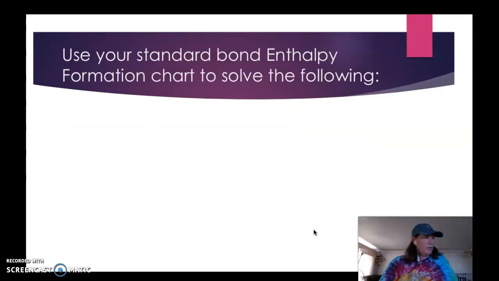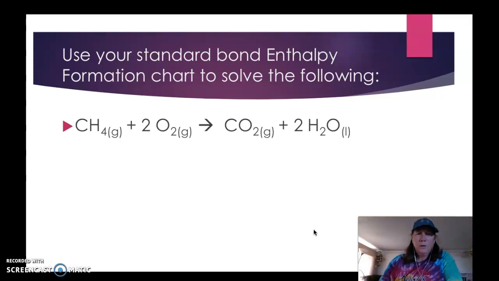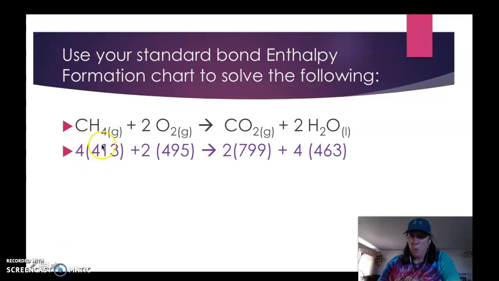This is the chart using your bonds. If you remember these, you should have that chart somewhere. Okay, so I'm going to write this out. See, I have 4 CH bonds because carbon is bonded with hydrogen in 4 different places, so that's why I have 4. And this number, if you look on your chart for carbon hydrogen, is 413.